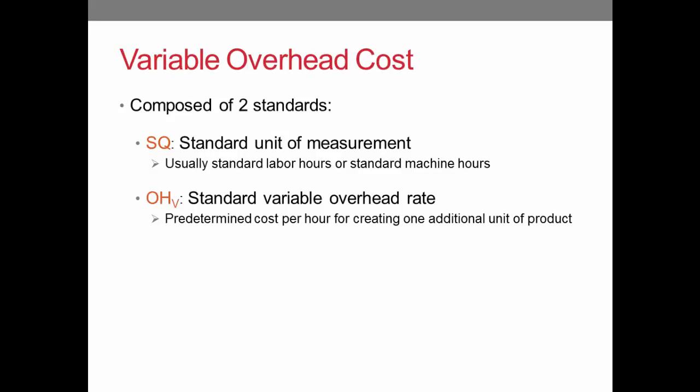So the way that you would calculate variable overhead costs is by looking at two standards. The first is the standard unit of measurement. That can be standard labor hours, standard machine hours. It's typically one of those two. And the second is the standard variable overhead rate. And so as I said, that is generally a large quantity from the budget, thousands of dollars, that is set aside for variable overhead. And then when there is a forecasted production quantity, that variable overhead is allocated to the forecasted production quantity. So it becomes a per unit overhead rate.